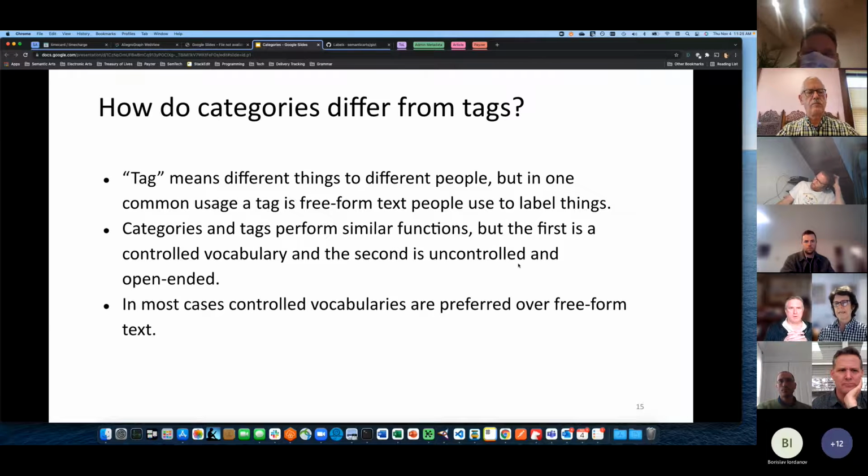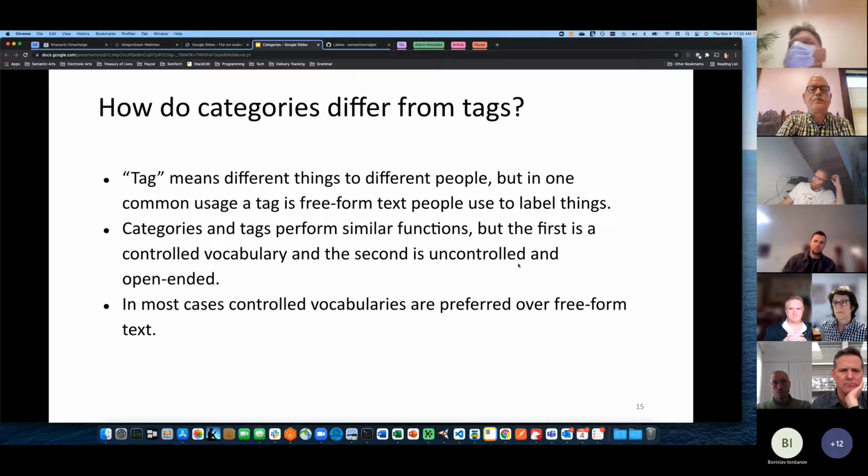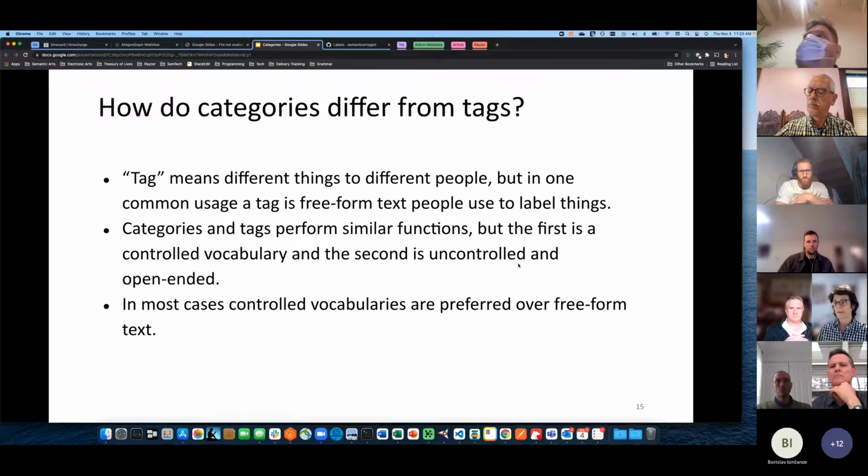Now, looking at tags and how categories differ from tags, the word tag is not really well defined. It means different things to different people, but a common usage of the word tag is free-form text that people use to label things. Sometimes that can be user-driven, so users are allowed to put tags on things. They perform similar functions, but categories, again, form a controlled vocabulary. And in general, you prefer controlled vocabularies over free-form text in most situations.